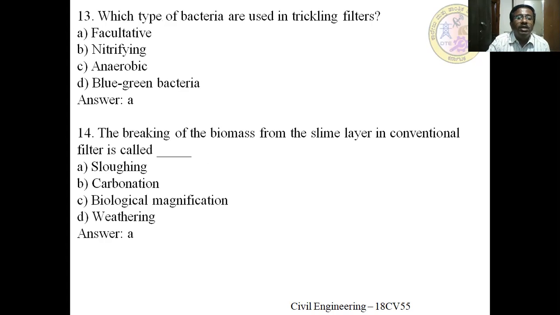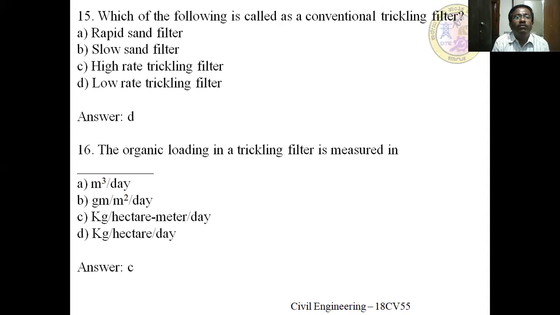The breaking of the biomass from the slime layer in the conventional filter is called sloughing. It is the removal of the biofilm. Which of the following is called a conventional trickling filter? Usually, the low rate trickling filter is called the conventional trickling filter. The organic loading in the trickling filter is measured in terms of kg per hectare meter per day.